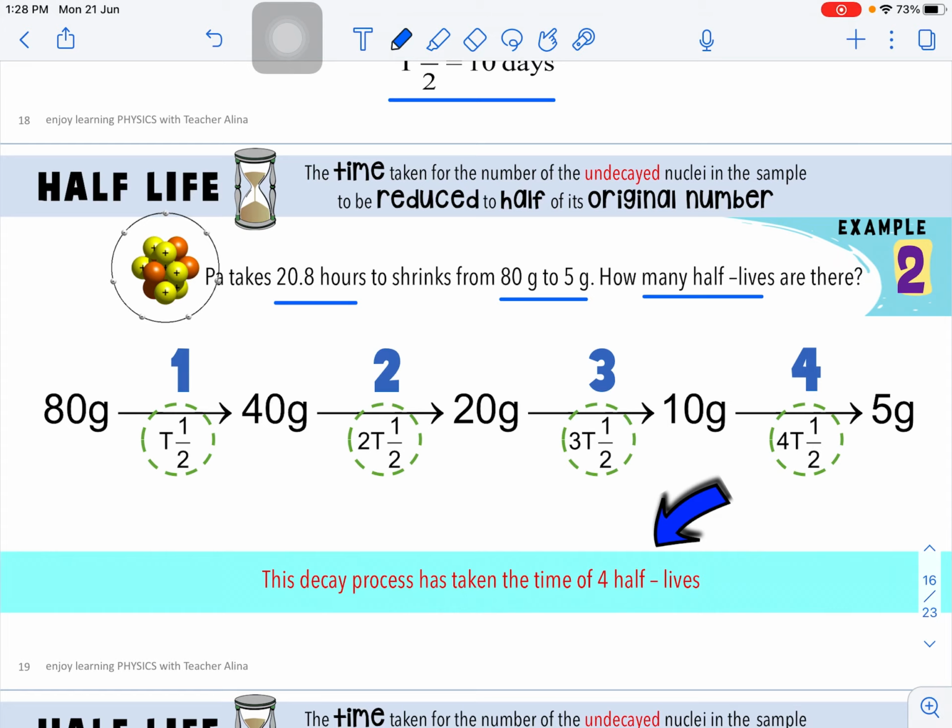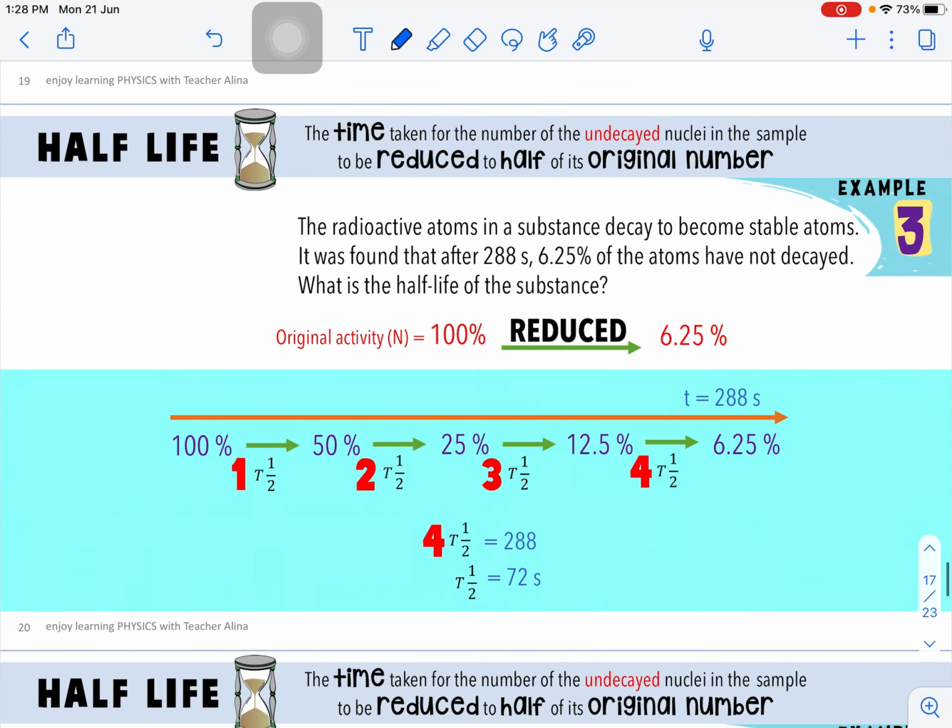Finally, we get 5 gram. So from 80 gram to 5 gram, how many half-life do we have? 1, 2, 3, 4. We have 4 half-life. So we have 4 half-life.